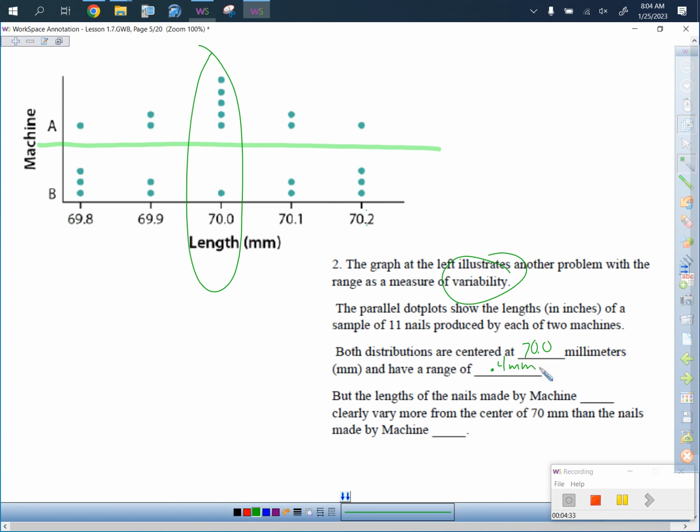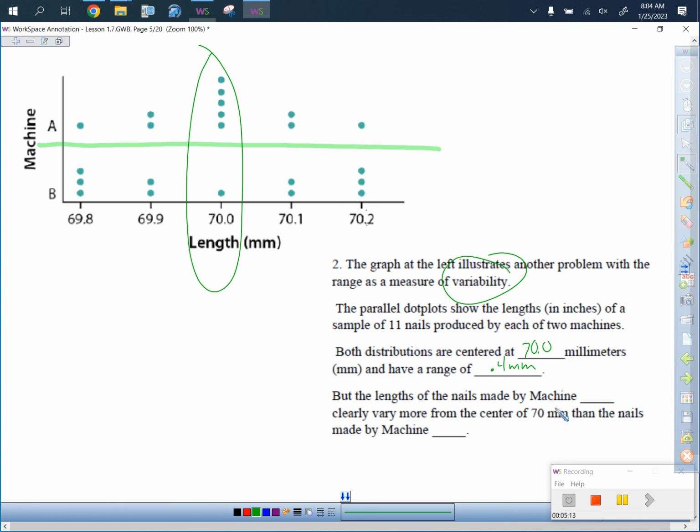But just by looking at it, it's kind of like Kelly's bowling scores and Earl, whoever that other guy's name was. Which machine looks like it produces nails more accurately, machine A or machine B? Which one's more consistent? Machine A had a nail of 69.8, 69.9, 69.9, 70.0 times 6 of them. Which one gave you the more consistent nails, machine A or machine B? Doesn't A have a way more consistent result?